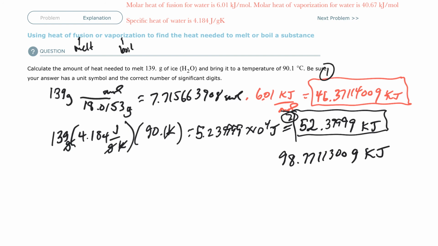Now look for significant figures. I've got 90.1, that's 3, 139, that's 3, so I need to do it in 3. So 98.7, and then that next 7 brings it up, so it'll be 98.8 kilojoules of energy. That's how much it takes to melt 139 grams of ice and bring it up to 90.1 Celsius.